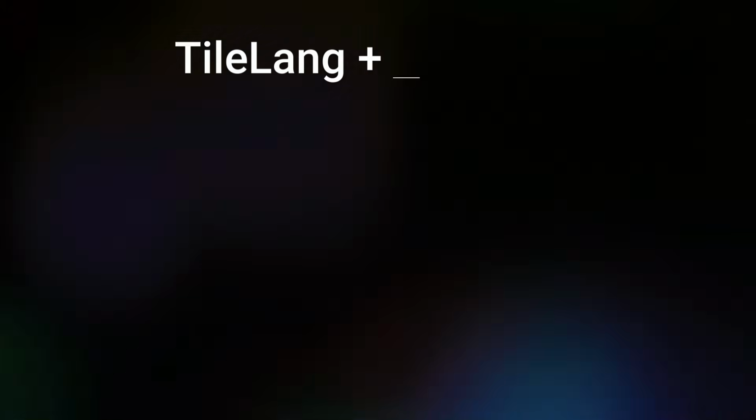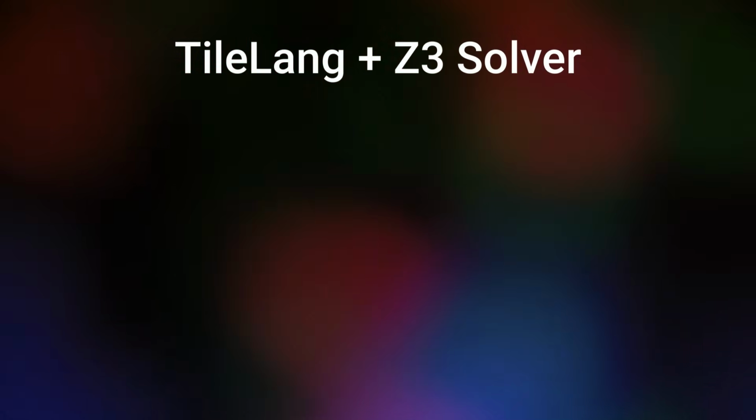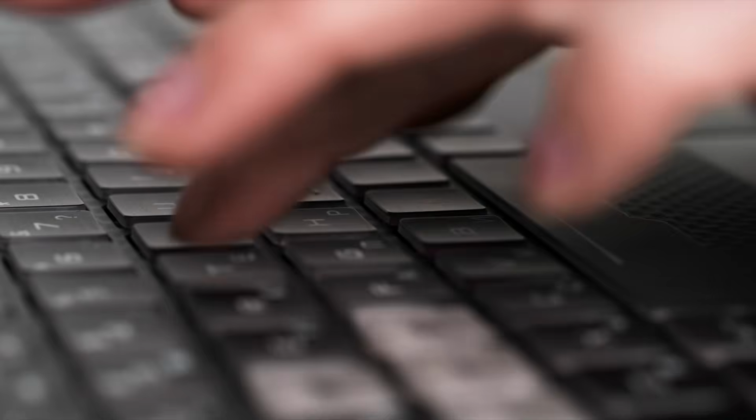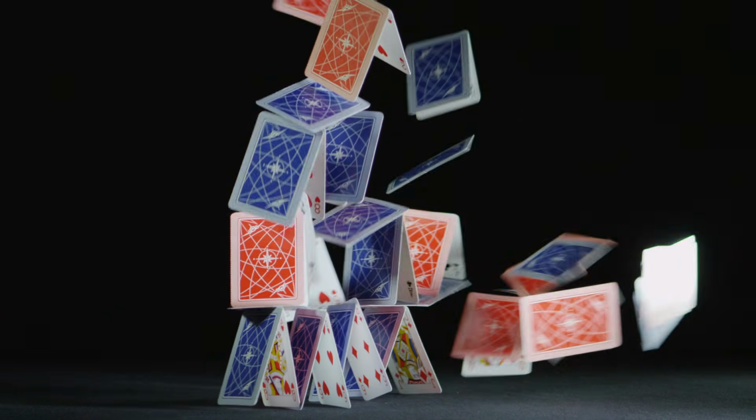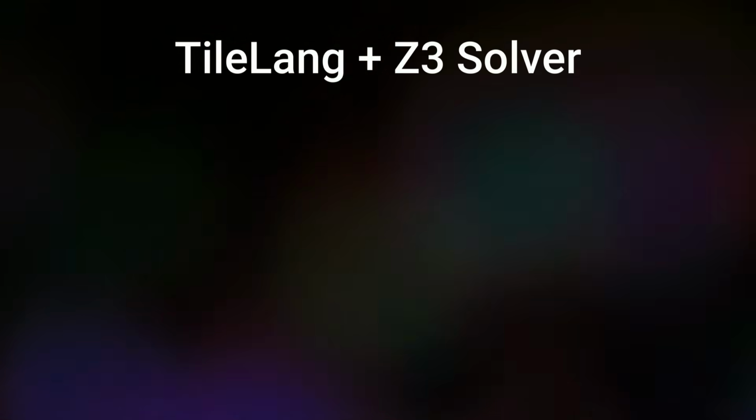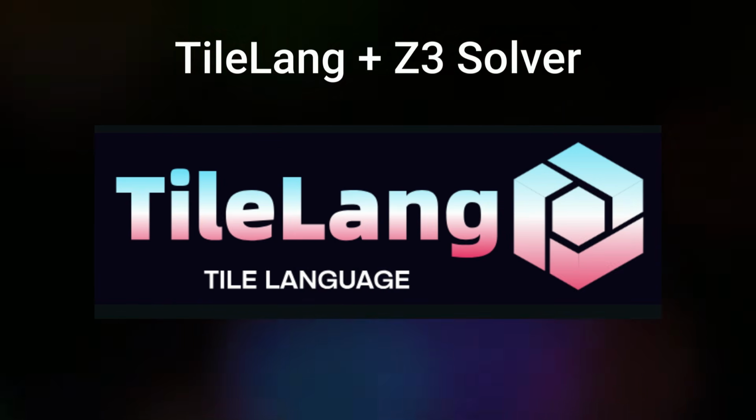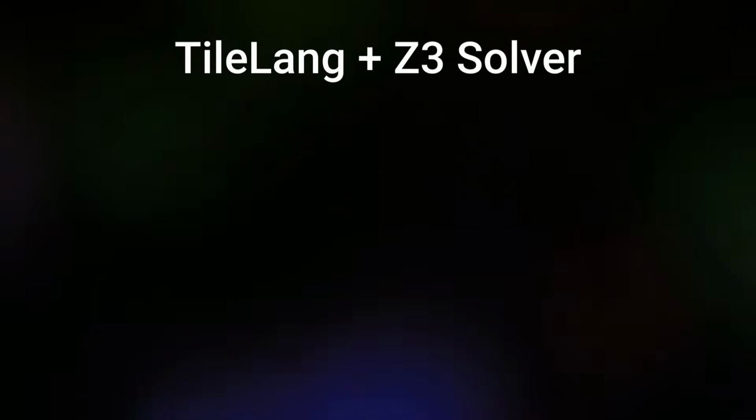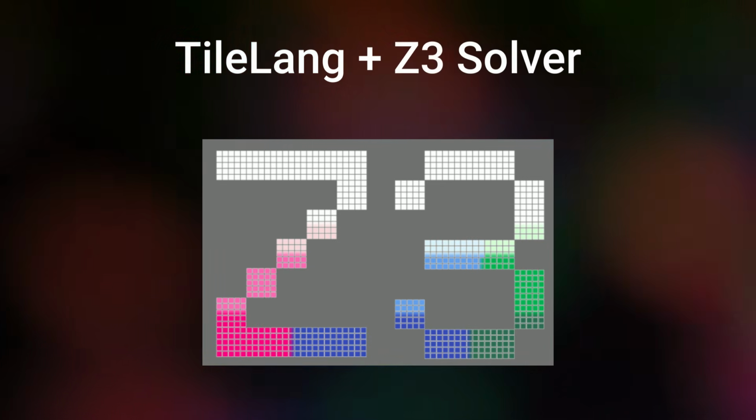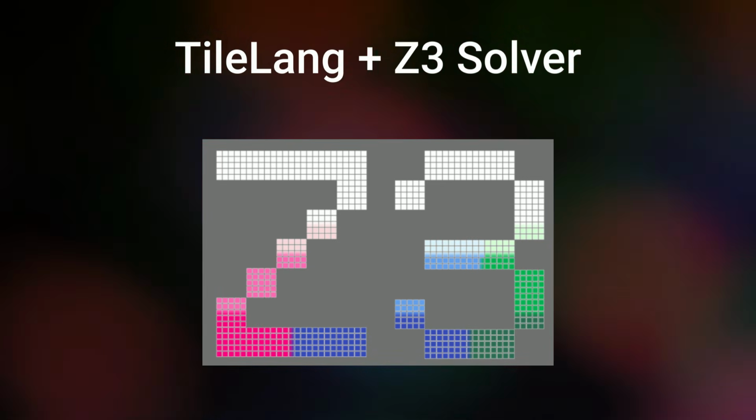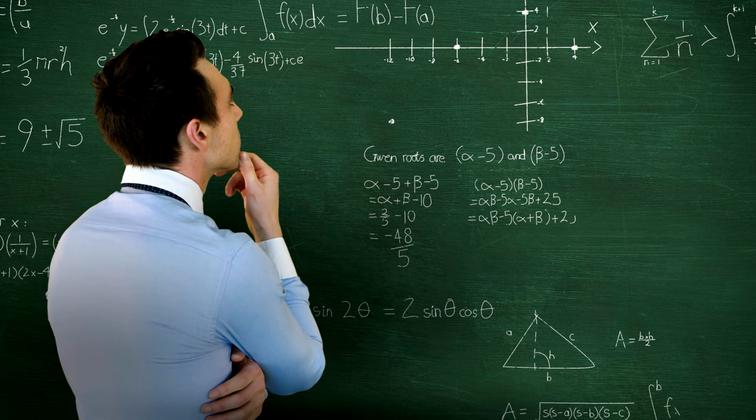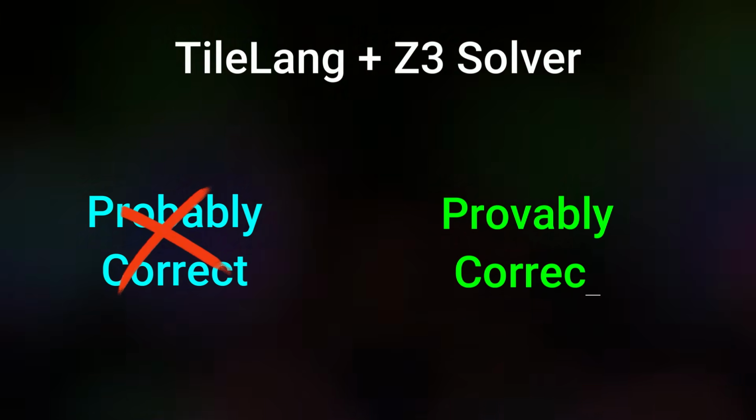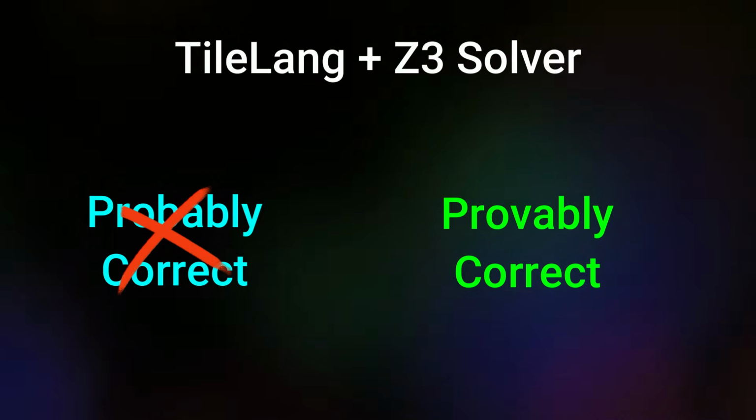Maximum efficiency. Second, TileLang plus Z3 solver. Writing kernels for trillion scale models is incredibly complex. One indexing mistake and performance collapses. So DeepSeek used TileLang, a special programming language built for fused kernels. But here's the crazy part. It works with the Z3 solver, which is basically math powered code verification. Before the code even runs, Z3 checks if tensor indexing is mathematically optimal, not probably correct, provably correct. That saves huge amounts of debugging time.